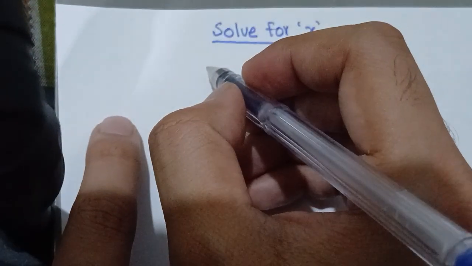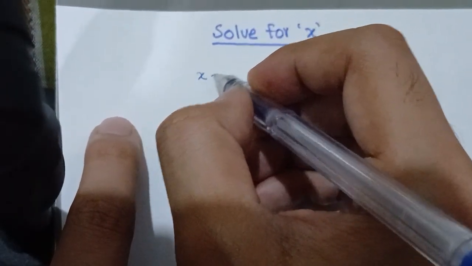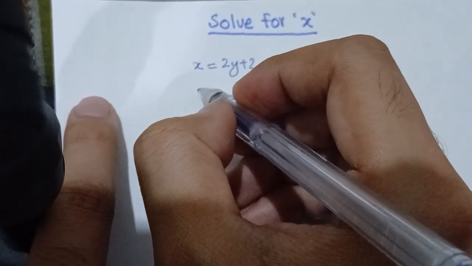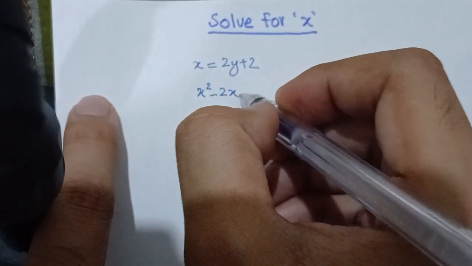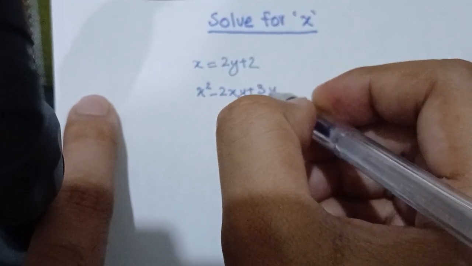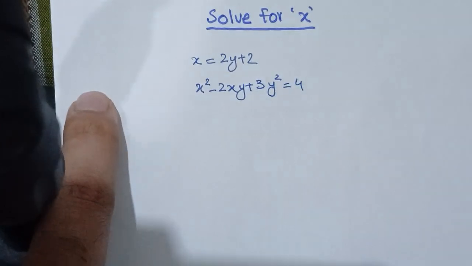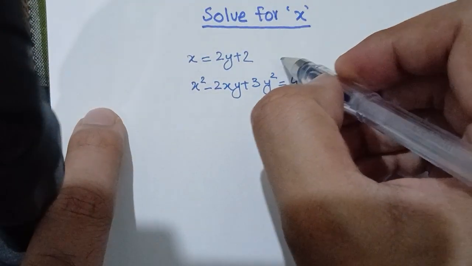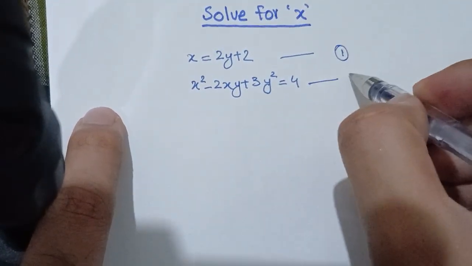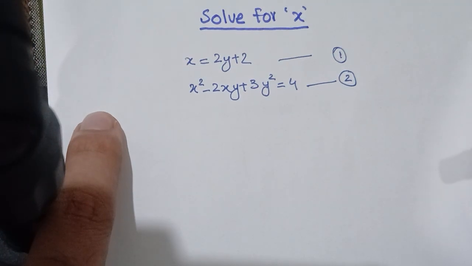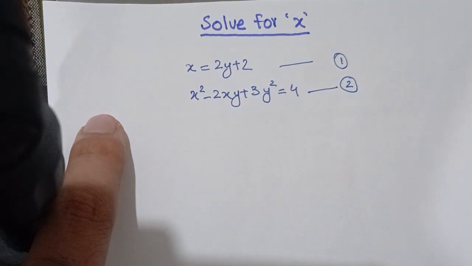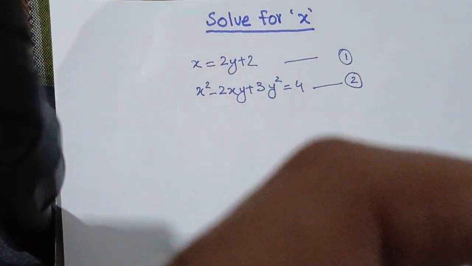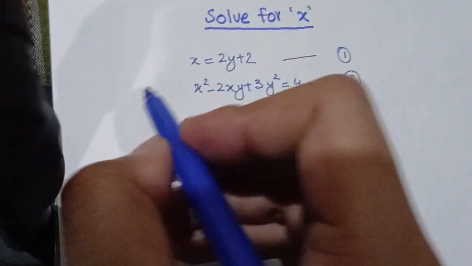So we have the question: x is equal to 2y plus 2, and x square minus 2xy plus 3y square is equal to 4. Here we have two equations. This is equation number 1 and this is equation number 2. So we want to find the value of x. So how can we do that? Let's solve it step by step.